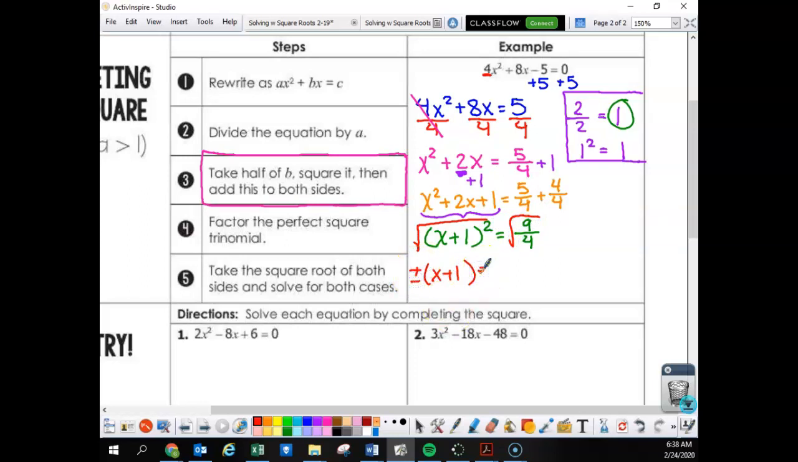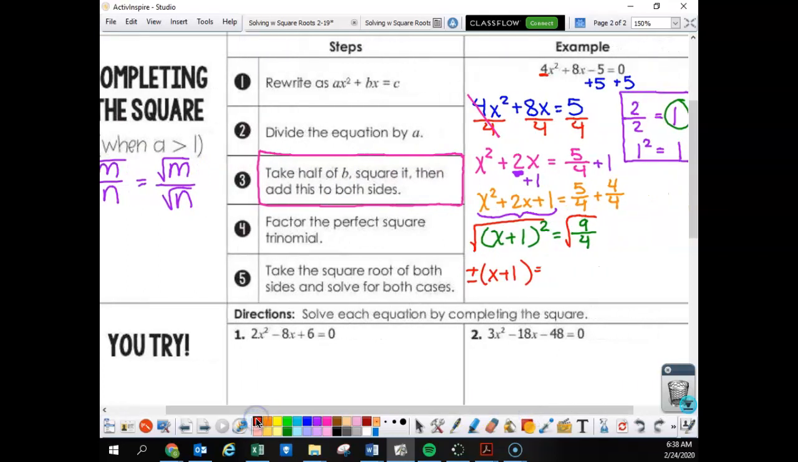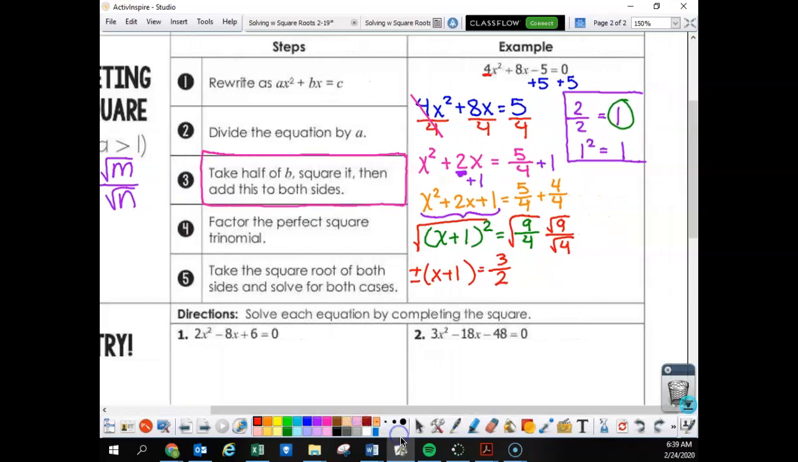Now, for fractions, whenever you take the square root of a fraction, you split up the square root. So the square root of m over n, so whatever values of m and n are, you take the square root of each of those. Okay, that's how you take the square root of fractions. So here, this is really going to be the square root of 9 over the square root of 4. The square root of 9 is 3. The square root of 4 is 2. Okay, and so then here, I split up into my 2 cases. Right, it's x plus 1 equals positive 3 over 2. So x plus 1 equals 3 over 2, and then x plus 1 equals negative 3 over 2. So I subtract 1 from both sides.